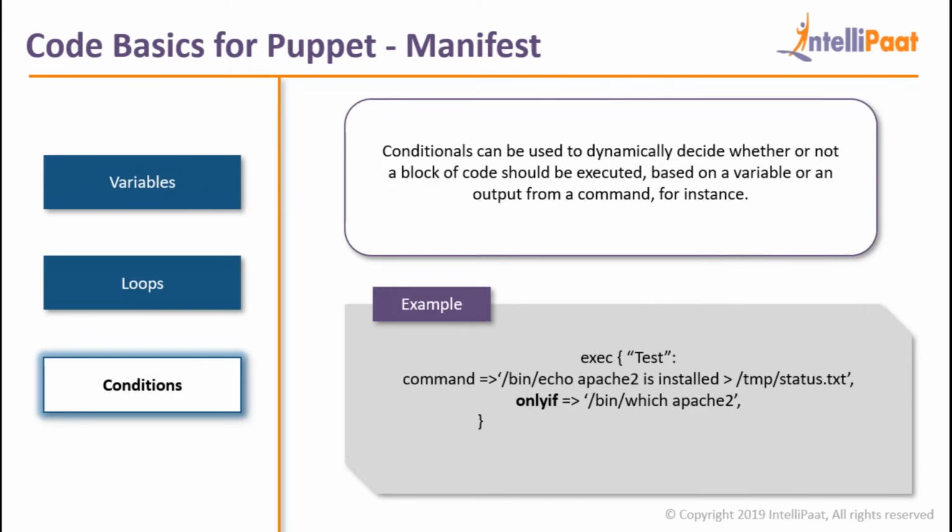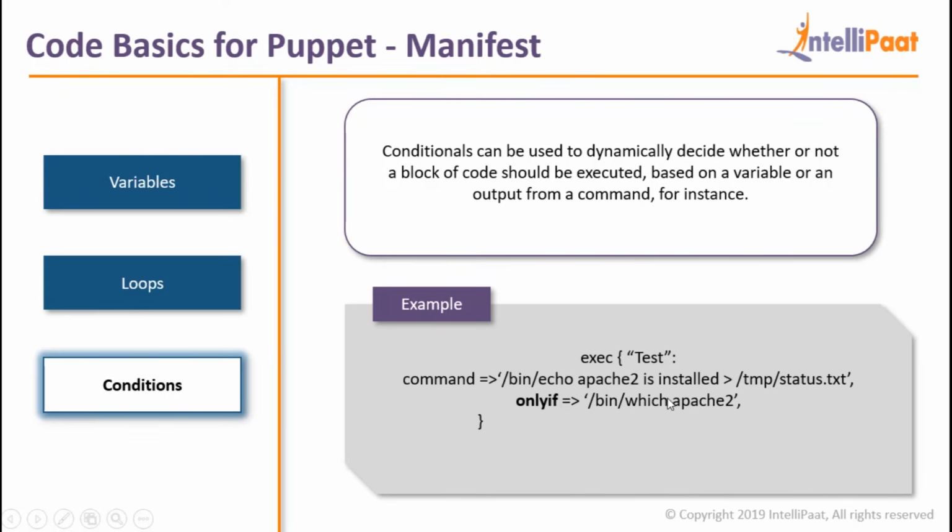For example, over here we are making use of the keyword onlyif. Only if this command is successful, only then will it run this particular command, which says Apache 2 is installed. Otherwise it will not run. This command puts the text 'Apache 2 is installed' inside this particular text file, which is /tmp/status.txt.